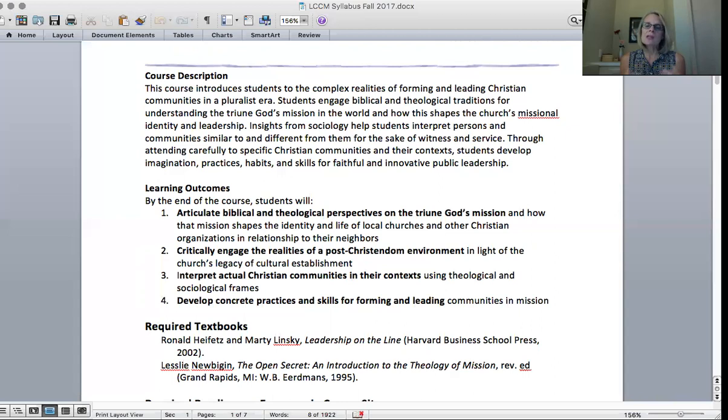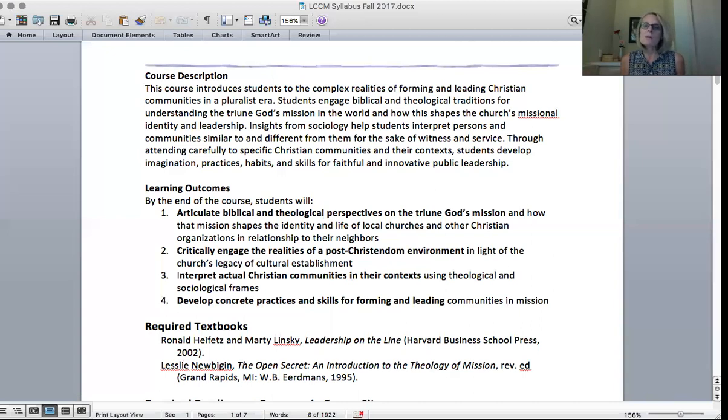We're going to help you work and interpret a particular community and the people in that community to think about how they understand themselves, and what God might be up to in that context, in that place, and what kind of imagination we can do in joining them. What kind of practices and habits and skills does it take to faithfully, imaginatively and innovatively lead in that context? So that's a description of the course.